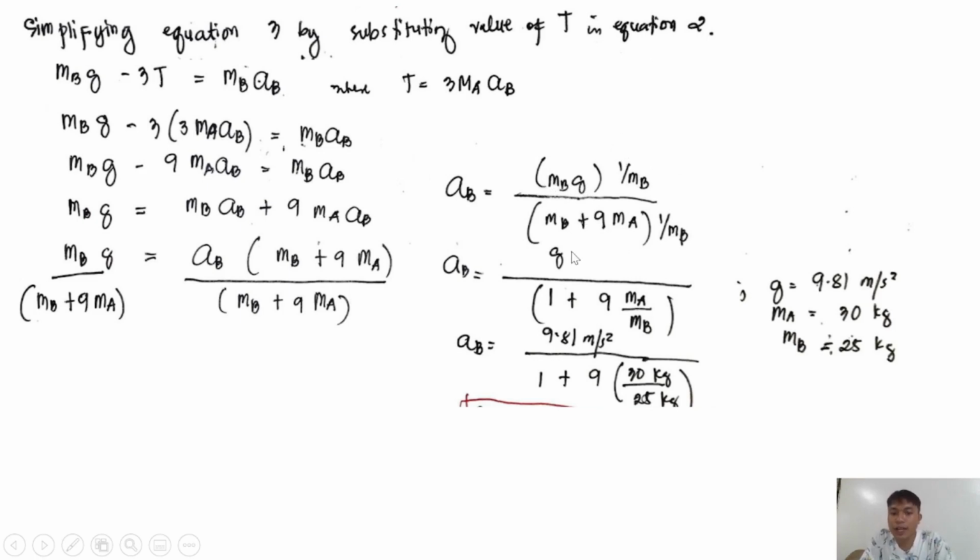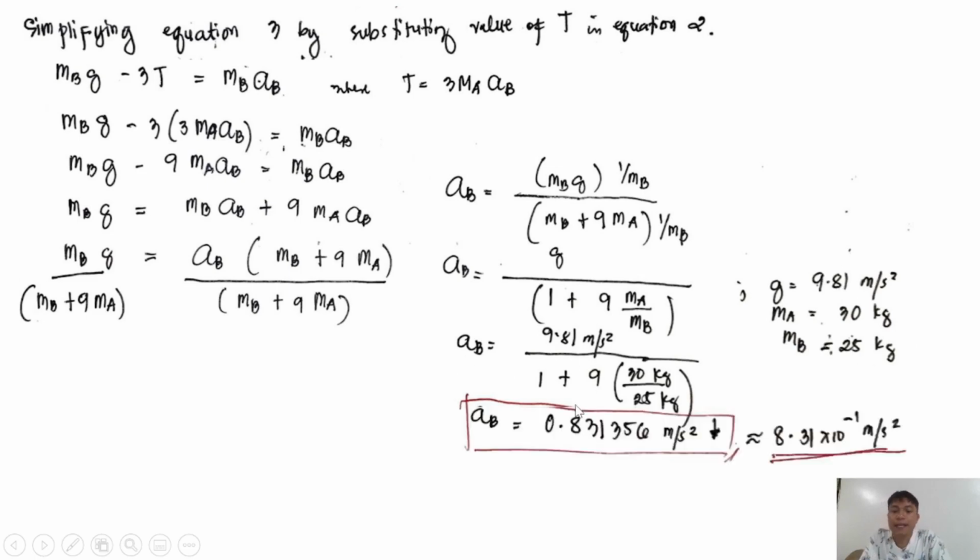So, that is cancelled out. That is why we are left with the acceleration of B equal to the gravity multiplied by 1 plus 9 mass of A and mass of B. Since we are given the masses, which is 30 kg for A and 25 kg for B, and the gravity is 9.81 meters per second squared, we are going to substitute these values to our equation here.